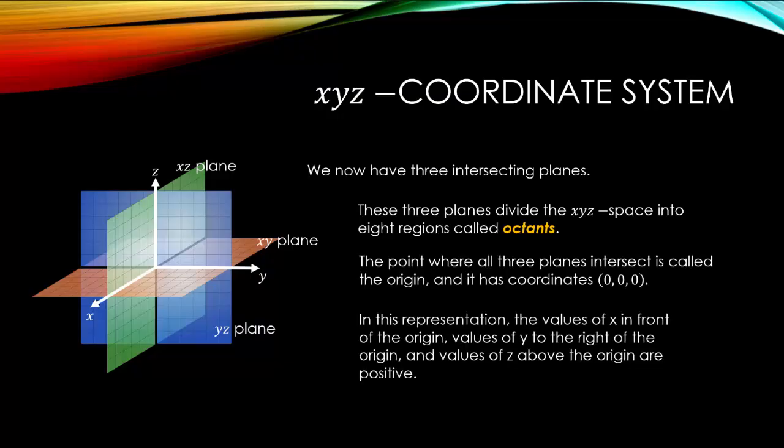This representation has values of x in front of the origin that are positive, values of y to the right of the origin that are positive, and values of z above the origin that are positive. This means that in the right upper front octant, I have all three coordinates being positive. In the lower back left octant, all three coordinates are negative. In the upper right back octant, I have negative, positive, positive. In the upper left back octant, negative, negative, positive.